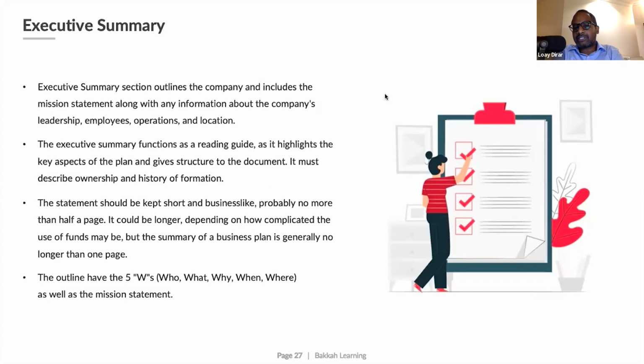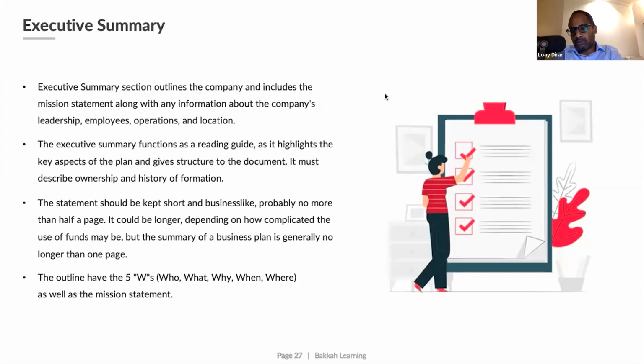The executive summary section outlines the company, and it can include the mission statement, which is a statement of how we're going to bridge the gap. You have a vision statement, which is the dreaming piece, but the mission statement is the doing piece. So it must include a mission statement or a high-level view of your strategy, along with information about your company's leadership, your employees, the history of your company, operations, and location.